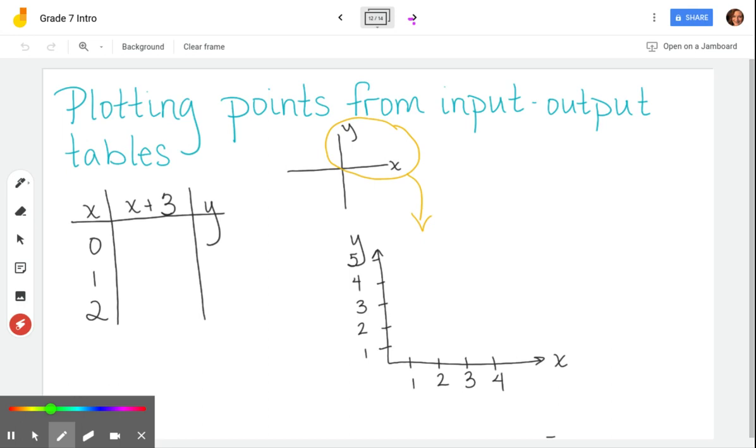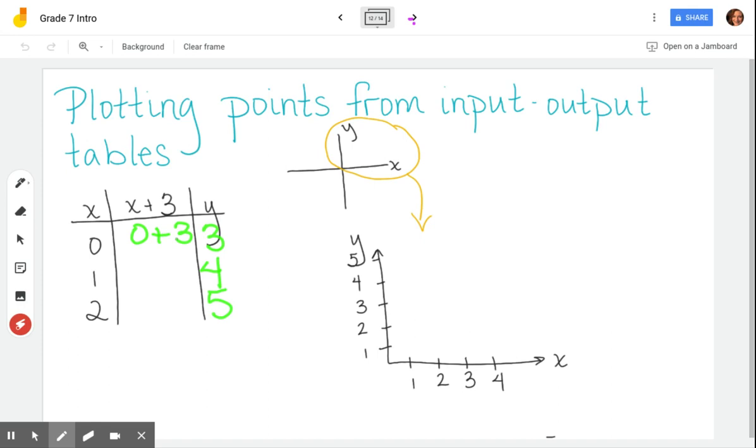So if I put in a 0, 0 plus 3 is 3. 1 plus 3 is 4. 2 plus 3 is 5. Like I said, if you don't need to use that middle column, you don't have to. If it helps you to actually write it out, that's fine. Doesn't bother me at all.